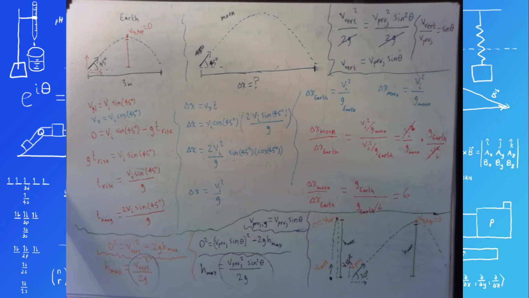A projectile will reach the same maximum height as an object thrown straight up if its initial velocity has a vertical component that is the same as the velocity of an object thrown straight up. And of course, if they're both on the same planet or moon or star or whatever.